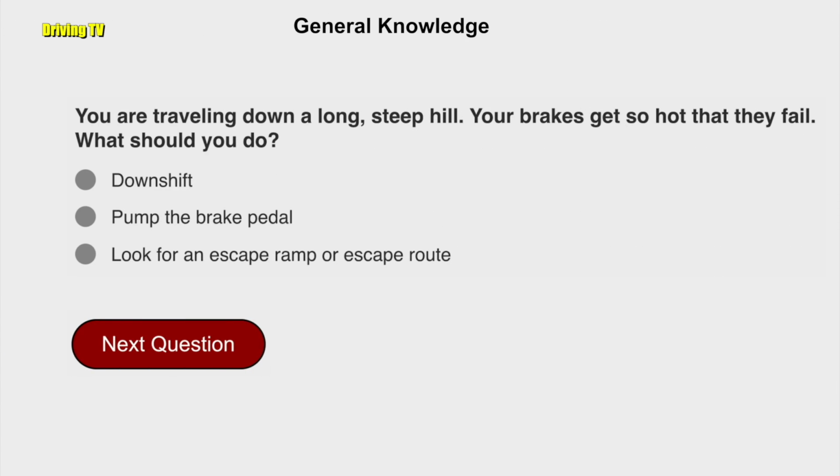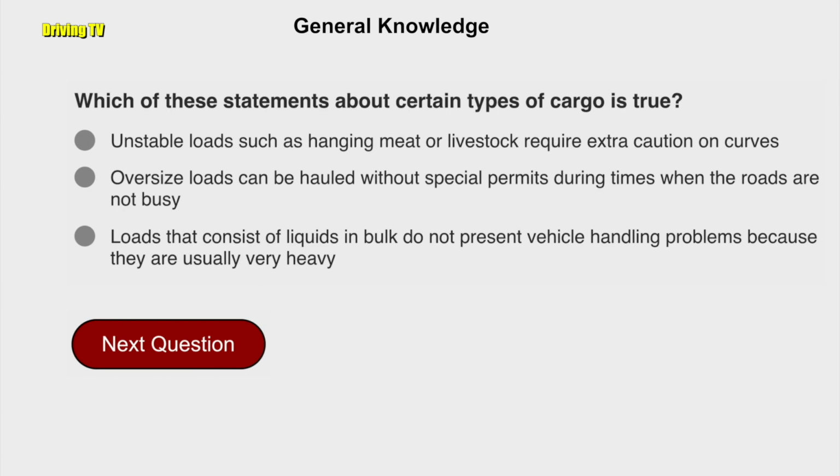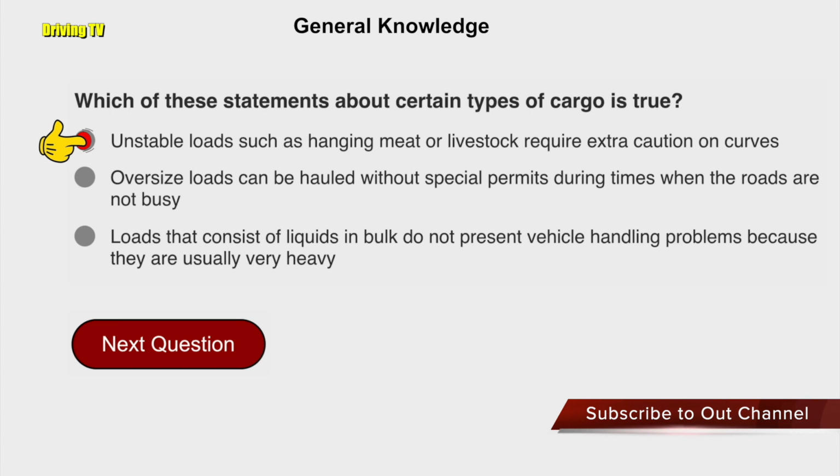You are traveling down a long, steep hill. Your brakes get so hot that they fail. What should you do? Look for an escape ramp or escape route. Which of these statements about certain types of cargo is true? Unstable loads such as hanging meat or livestock require extra caution on curves.